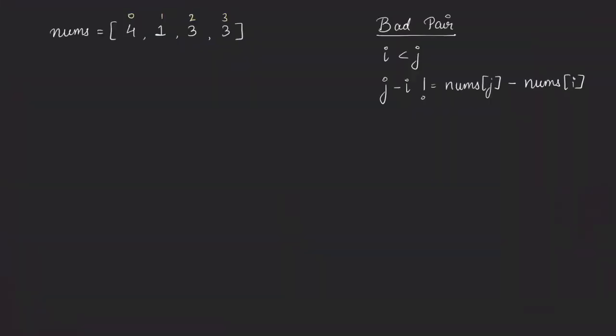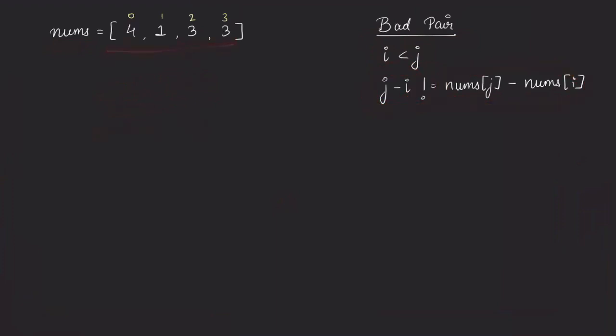So what they are saying is that in the input, we are given an integer array nums and we need to find out the count of all the bad pairs in this array nums. Now, what is a bad pair? A bad pair is a pair where i is less than j and j minus i is not equal to nums of j minus nums of i. Basically, the difference between the indices is not equal to the difference between their values, right?